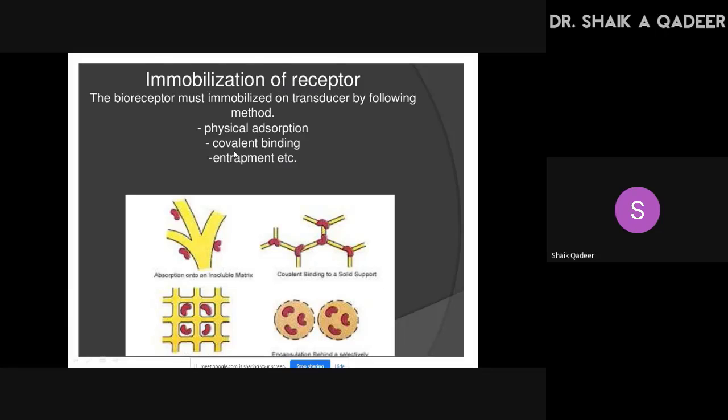Second one, covalent binding. Next, chemical entrapment, etc. Figures are not necessary. It is needed for medicine students. It's not necessary for you people.